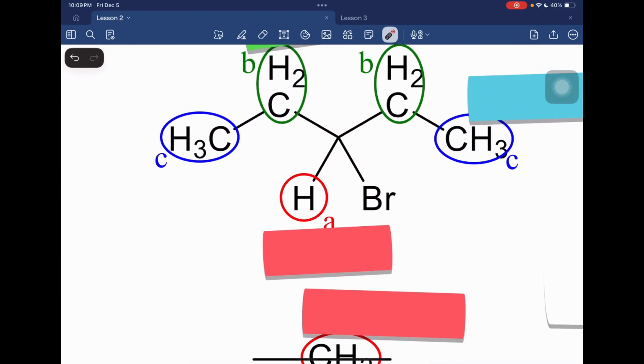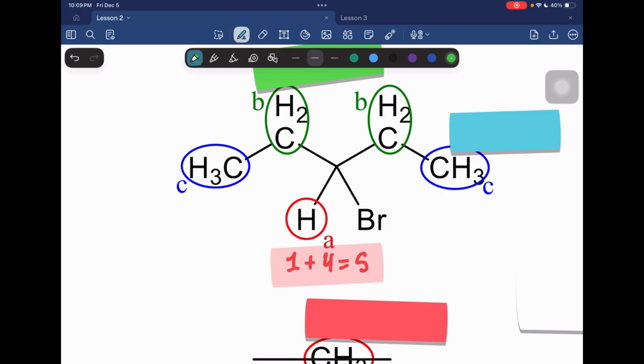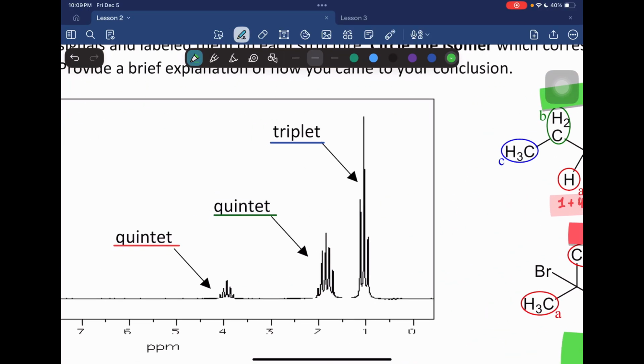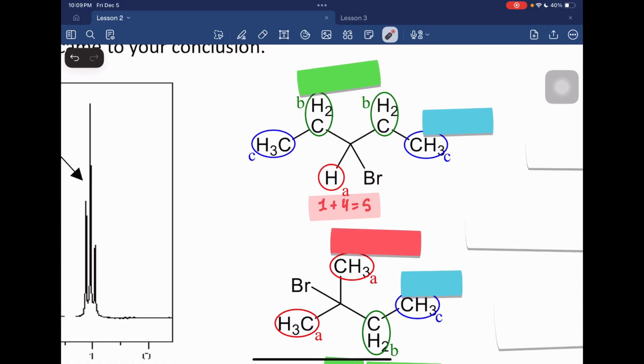So let's proceed, right? We use the same rule, n plus 1. 1 is going to come from this hydrogen. The n neighbors are going to come from the ones that are directly on the next carbon, right? So that's going to be 2, 4. So 1 plus 4 equals 5. And that is a quintet, and that is exactly what we see. So far, this is right, okay?